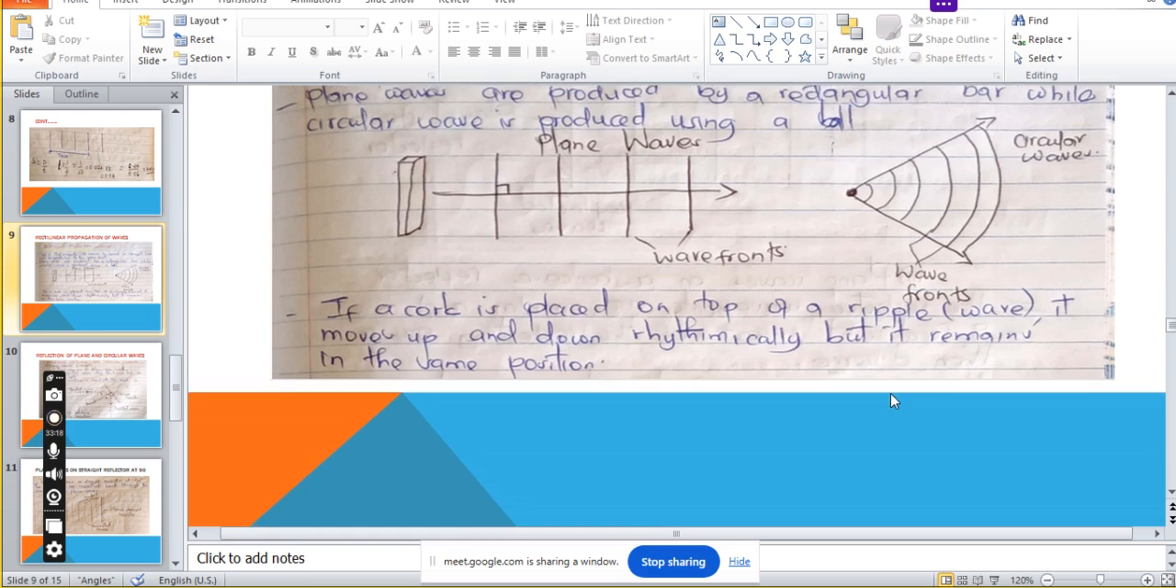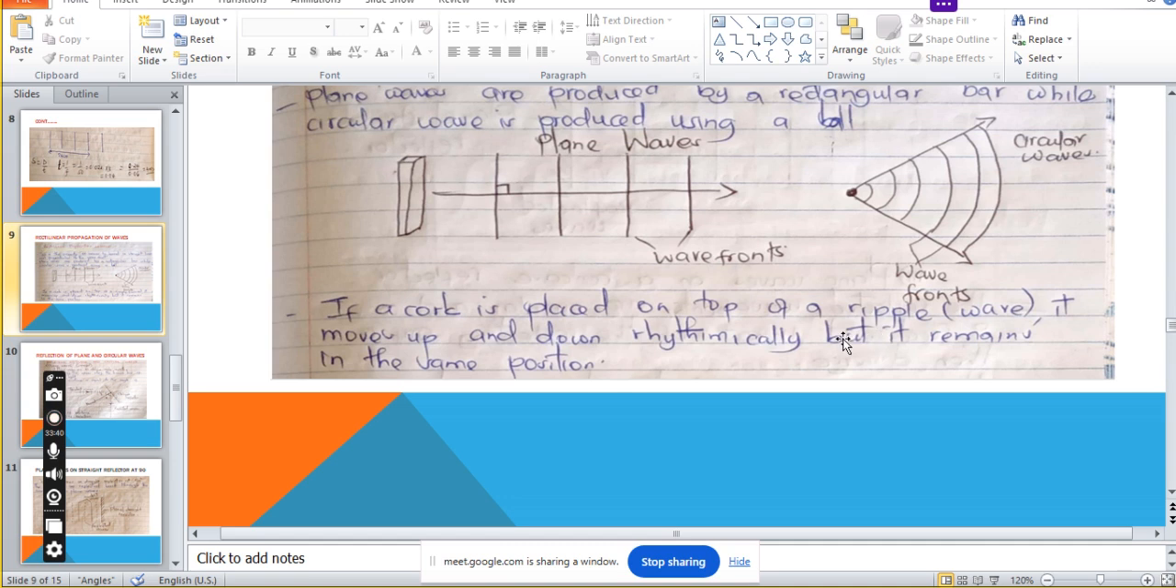If a cork is placed on top of a ripple, in brackets wave, it moves up and down rhythmically, but it remains in the same position.